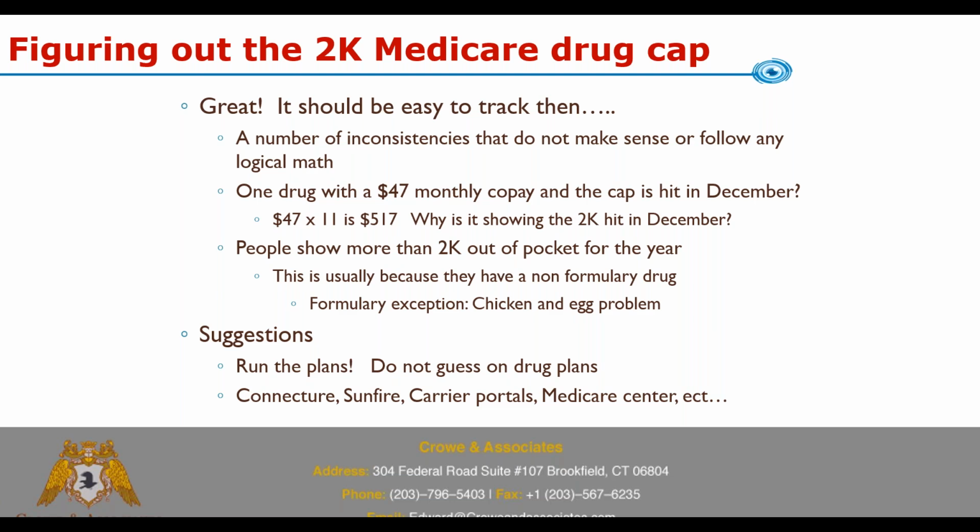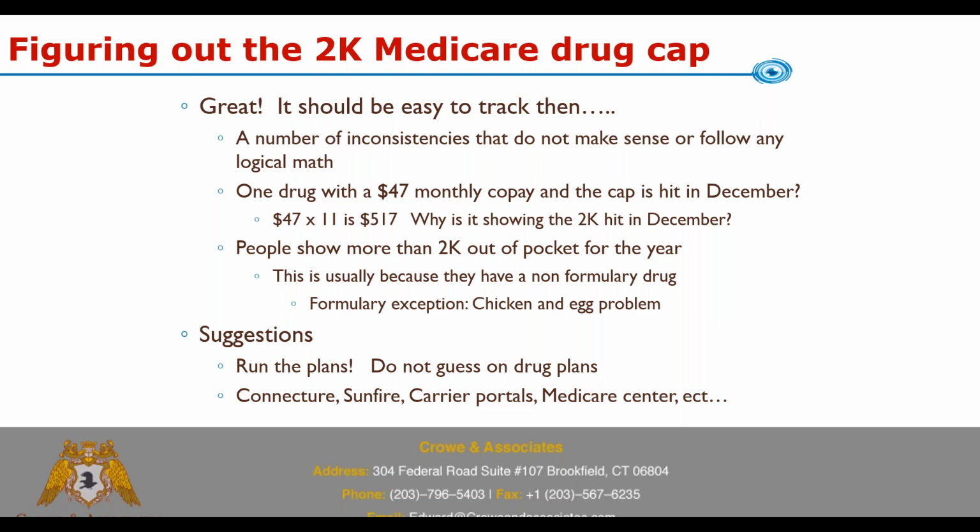How does that math work? The drug is $47 a month. That's what they're paying. It's coming out of their pocket. Times 11 months is $517, well short of the $2,000, yet they'll be hitting the cap. Now, that's great, but it's going to be difficult to explain that, and you're just going to have to say to them, nobody really knows. The answer is, it's just, you've met it, so let's not complain about it. You're going to pay $517 out of your pocket.